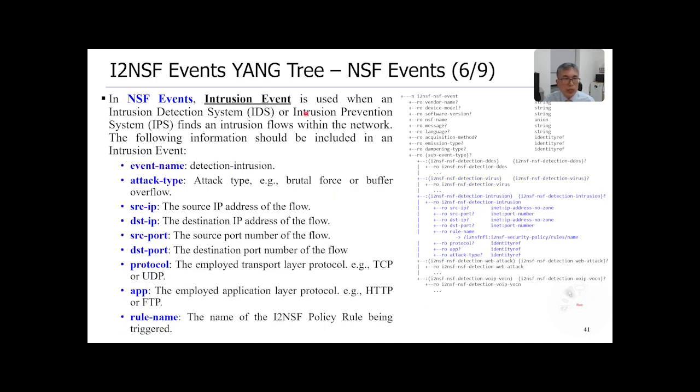And the intrusion event, where an intrusion detection system, IDS, or intrusion prevention system, IPS, is used. So the fields are event name, attack type, source and destination IP addresses, source and destination port numbers, and the protocol, and the application layer protocol, and the rule name for the policy rule being triggered. So this is the Yang tree for the intrusion event.